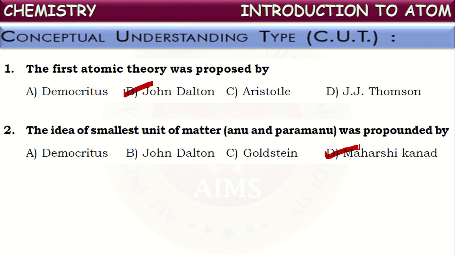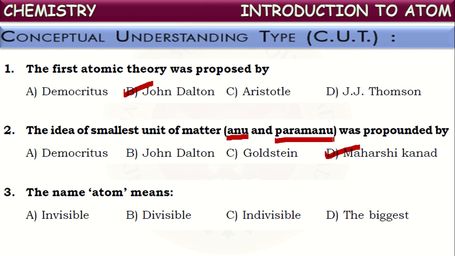These anus are composed of paramanus. So here anu represents molecules. We know every matter is made up of molecules. These molecules are made up of the combination of two or more smaller particles still, which we are calling atoms. He called those atoms paramanus. So the concept of anu and paramanu was proposed by Maharshi Kannad. Okay.